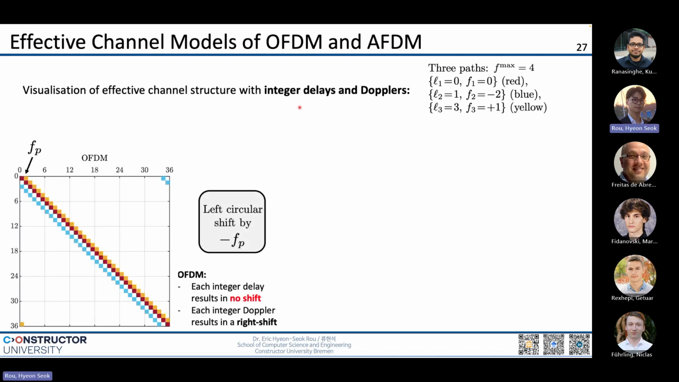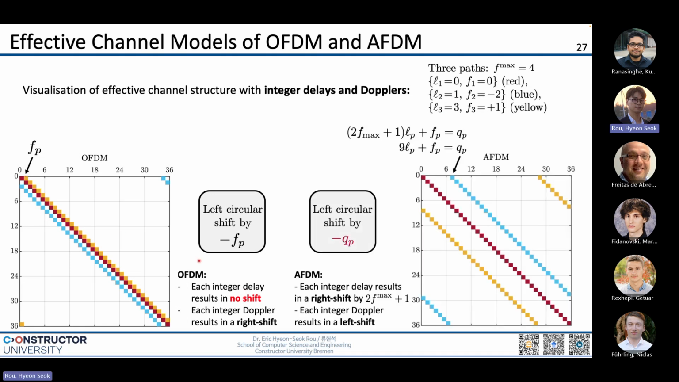So for the OFDM, the only thing that changes this shift is the minus Doppler. So we can see that each path is lying on a diagonal position, and we can see that this position correctly corresponds to the value of f. So this yellow path is the third path. So +1 is a left circular shift. So this is why it's lying on this correct position. And the delay does not do anything with the shift.